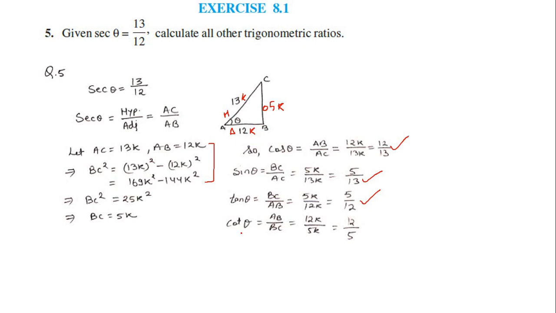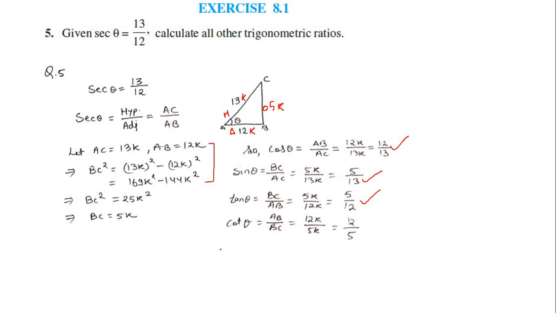Similarly, if you want to find cot theta, cot theta is just the reciprocal of tan theta. That way also you can get it. But here we write it as a ratio: AB by BC, right? Adjacent by opposite, cot theta, which will give you 12k by 5k, equal to 12 by 5.